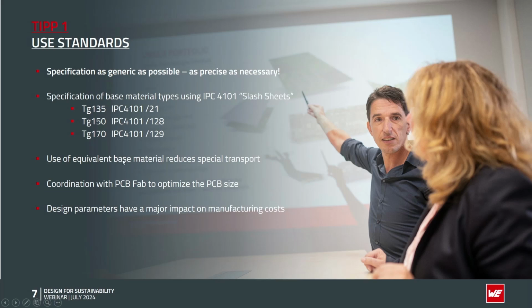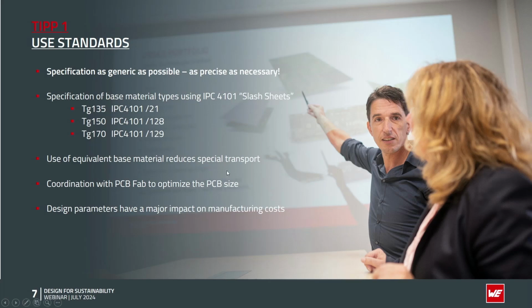Also, a very important point is that sometimes it is possible to use equivalent base material to reduce special transport. If we have a material not on stock, but a comparable material, if we have to buy the special material and we have to, for example, bring it in by plane, this will influence the environment also. So if we can use an existing material with an equivalent base material, special transports can be reduced.